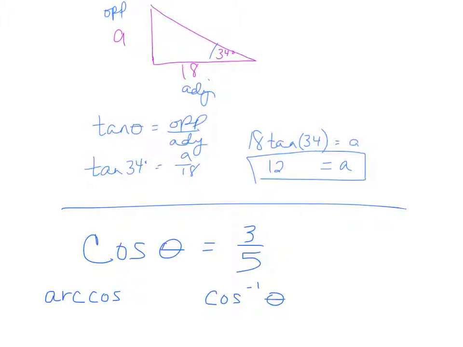So what's the angle about? 77 if you round. 76.7 rounds up to 77. So that's how to use your inverse cosine symbol.